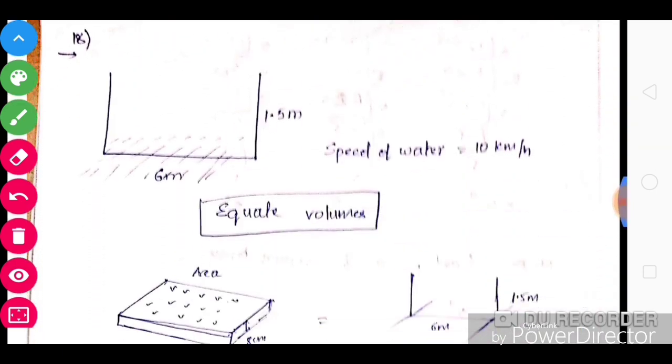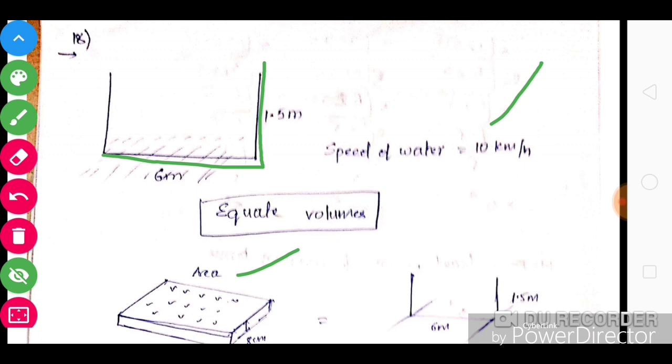Yeah, this question is important. This question is somewhat important. What they're asking is, there is a canal of width 6 meters and depth 1.5 meters, and water is flowing at a speed of 10 km per hour, and how much area will it irrigate? Provided 8 centimeter depth of standing water is there, how much area will it irrigate?